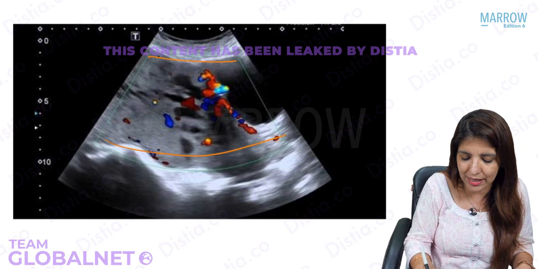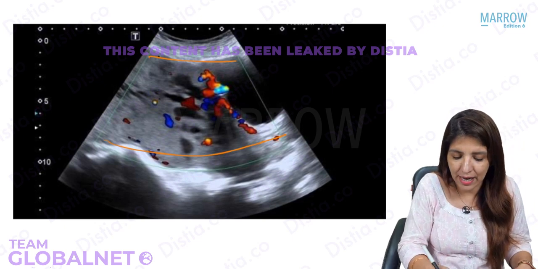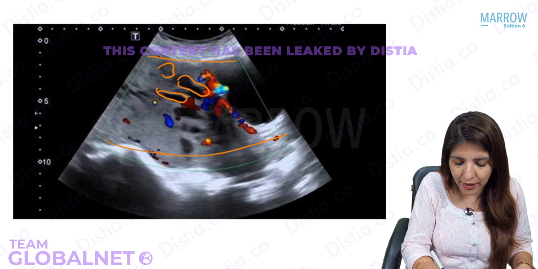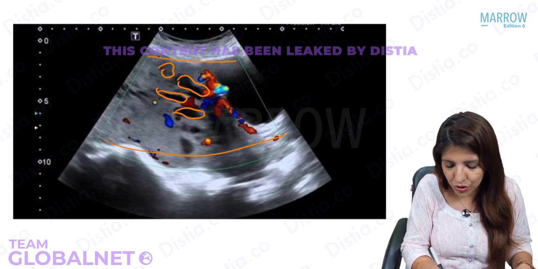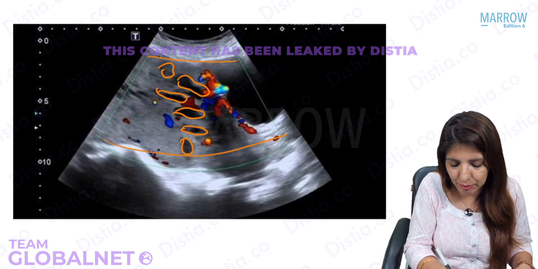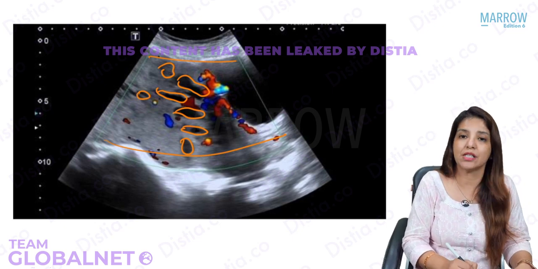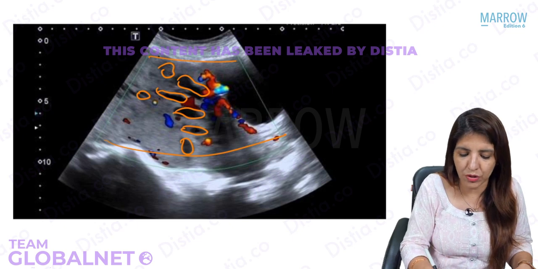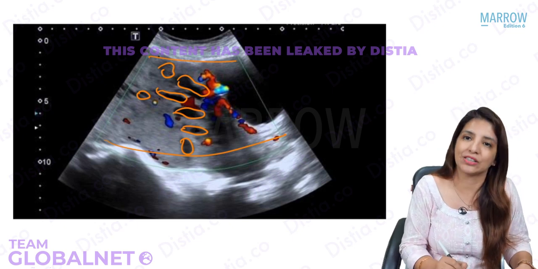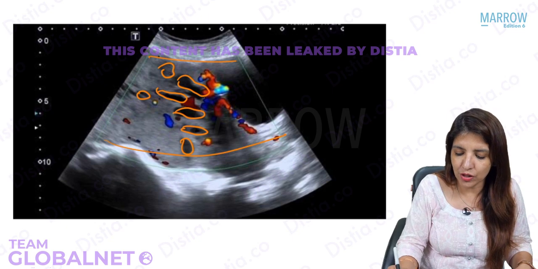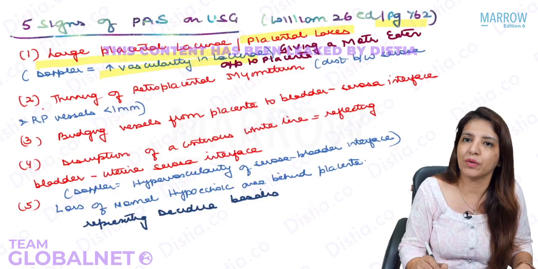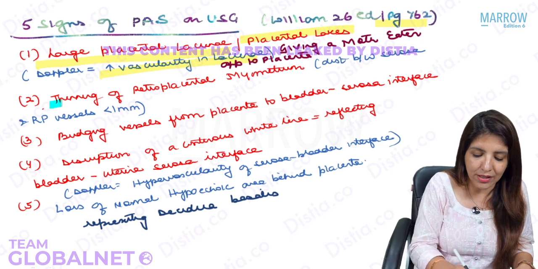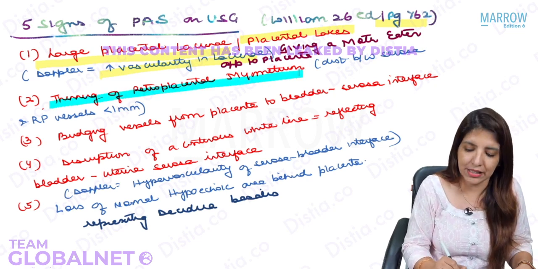This homogeneously appearing area is the placenta, and in the placenta, can you see this sonolucent area? This sonolucent area is representing these black areas. They are representing the placental lakes, and when a Doppler was switched on, we saw that there was increased vascularity, right? So that is the first finding which tells you that you are dealing with placenta accreta spectrum. Number two, you are going to get thinning of the retroplacental myometrium.